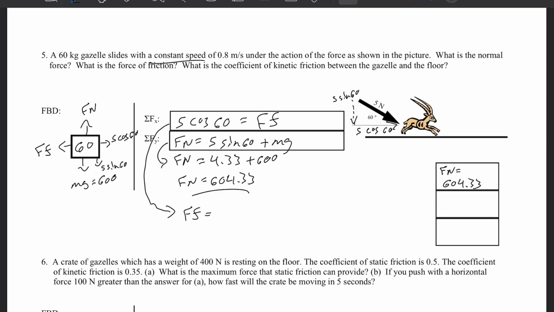Once we get that force of friction listed out, the next thing it asks for is the coefficient of friction. Remember, the coefficient of friction shows up in the friction equation. Force of friction is coefficient times force normal. If we divide force normal to the other side, we get the force of friction over force normal is the coefficient. Plug in the values we've already calculated. Force of friction is 2.5, force normal is 604.33, is equal to coefficient. When we do the math, 0.004 is our coefficient.